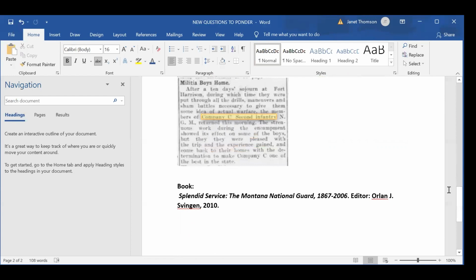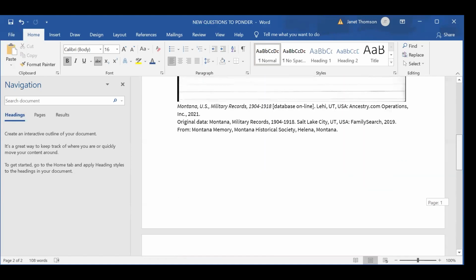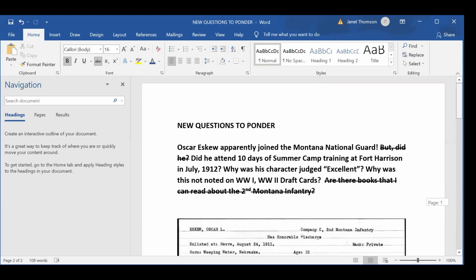But I did find a book called Splendid Service, the Montana National Guard, and it nicely treats it for about 40 pages, but it never names the people, doggone it. Anyway, there is a book, so I can at least read a little bit of the background of what happened. So that's my latest dilemma. This is my latest thing that I've put into his timeline for his life, and it's weird. I'll keep you posted.